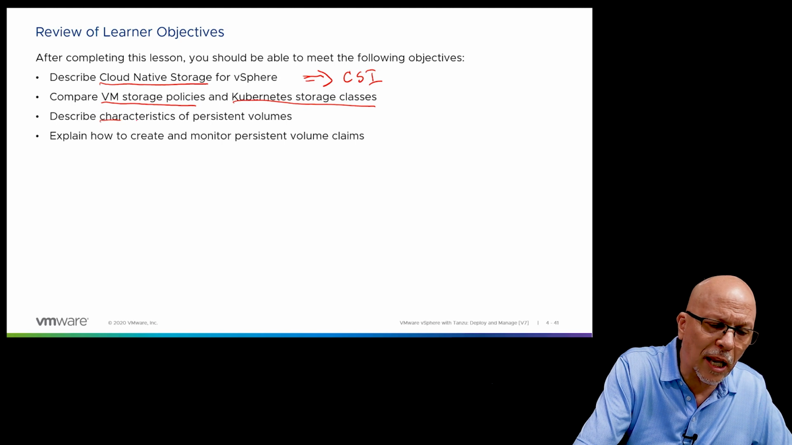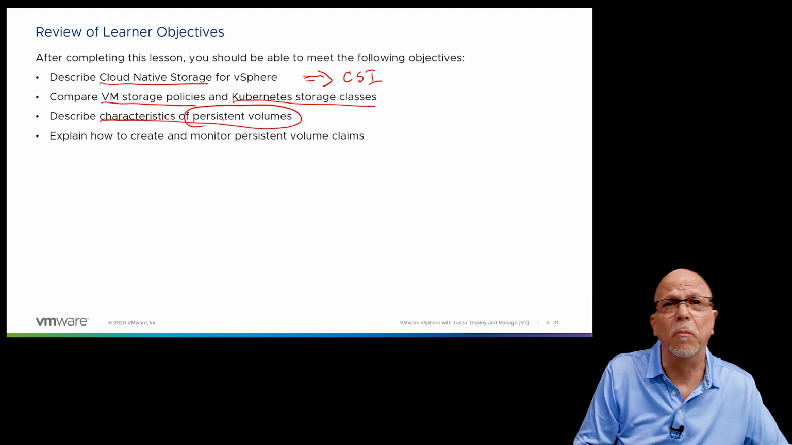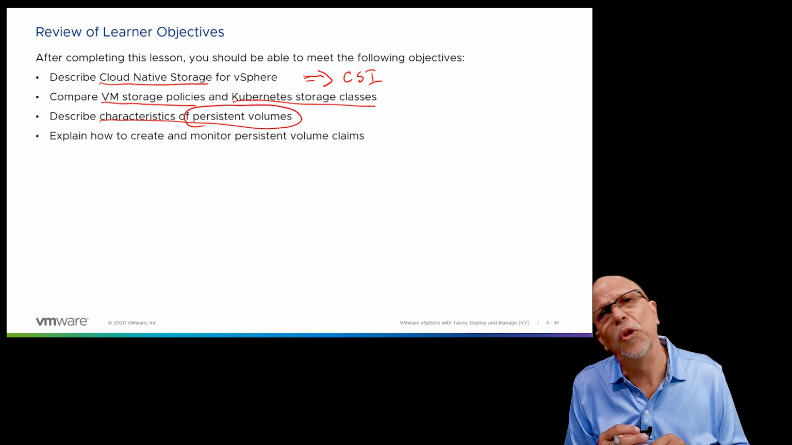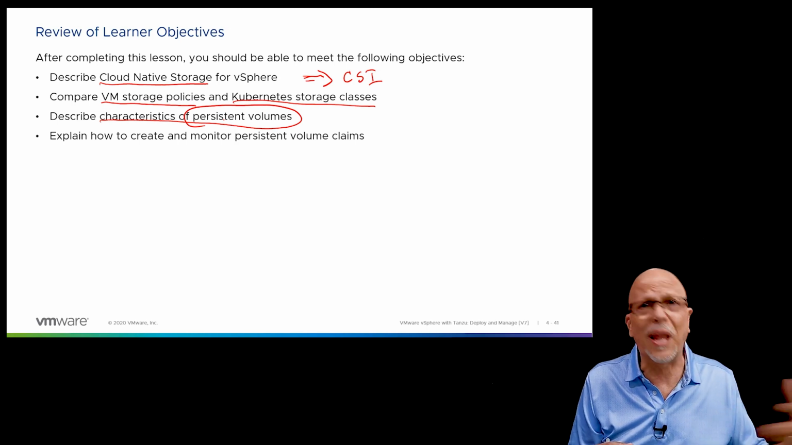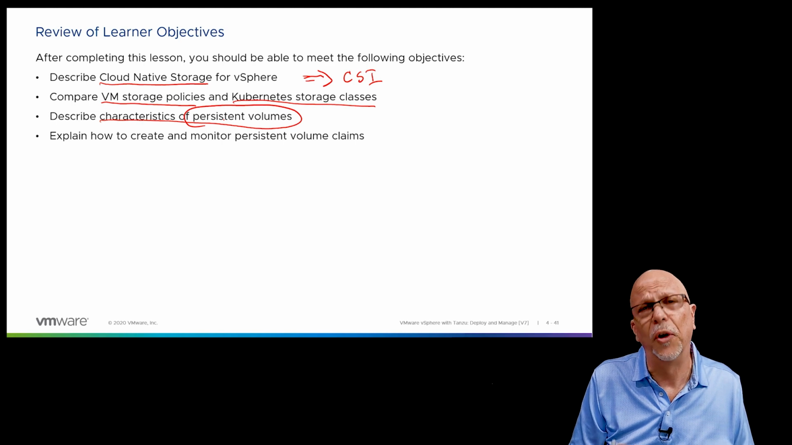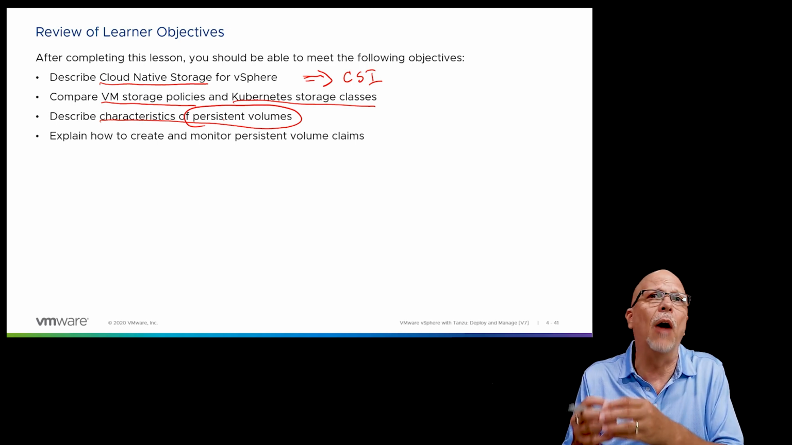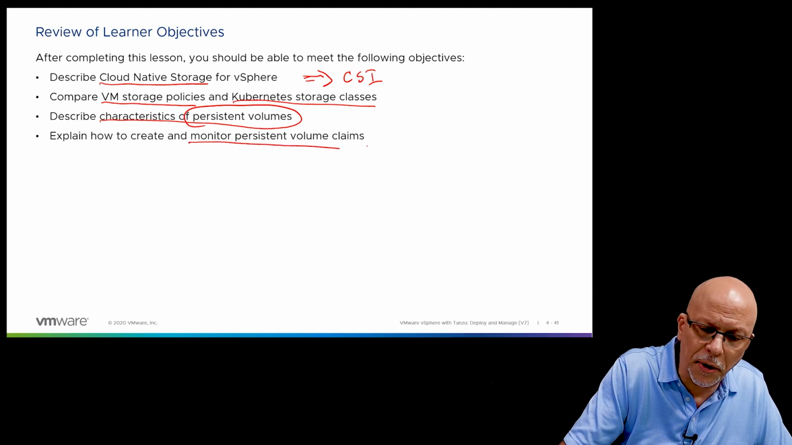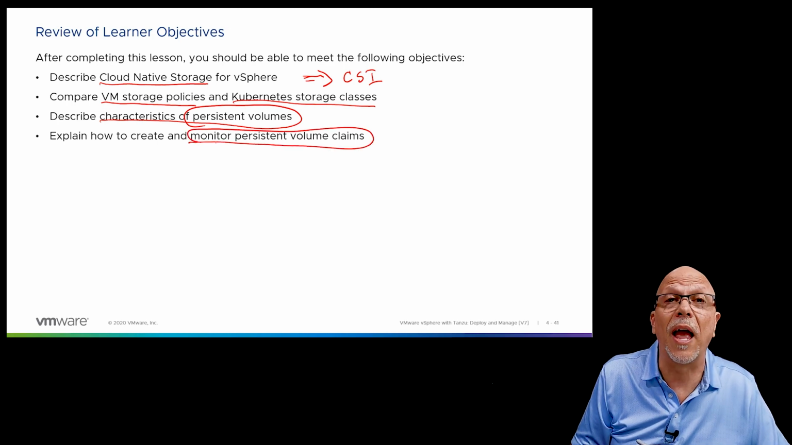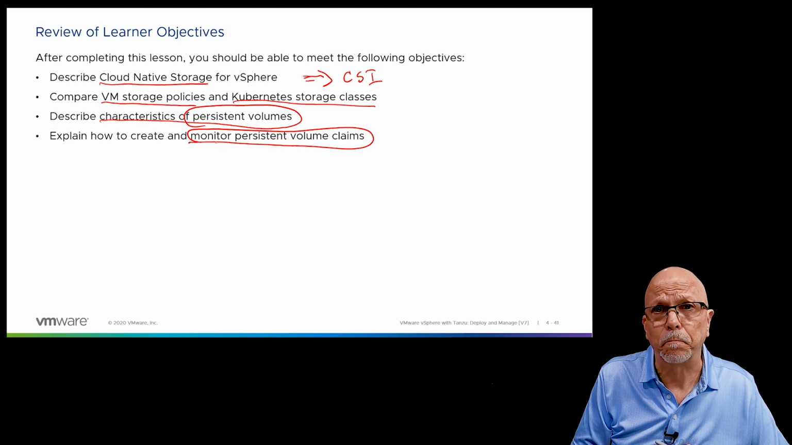We talked about the characteristics of a persistent volume. This is how we're breaking the normal mode of Kubernetes of having ephemeral or transient storage attached to our pods. We're actually having storage that outlives the pod. And we showed you how you can monitor those persistent volume claims using the vSphere client.